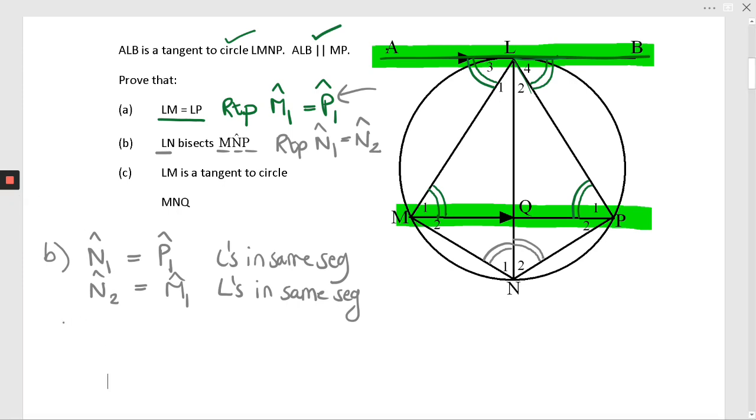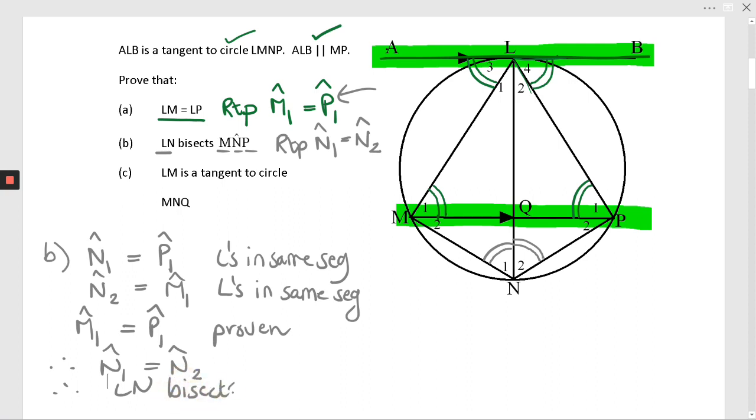my last bit of information was coming from a previous question, and that's something we need to bear in mind. It's what I'm calling scaffolded questions. Okay, the one comes from the previous one. This is proven. Okay, and then therefore, because P1 and M1 are equal, it must be N1 and N2 that are equal. Does that do what I needed to do? Yes. It then proves that LN bisects the angle MNP.